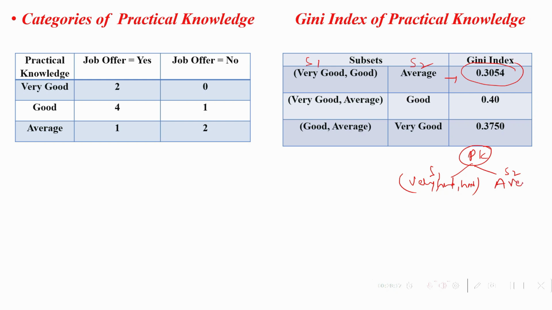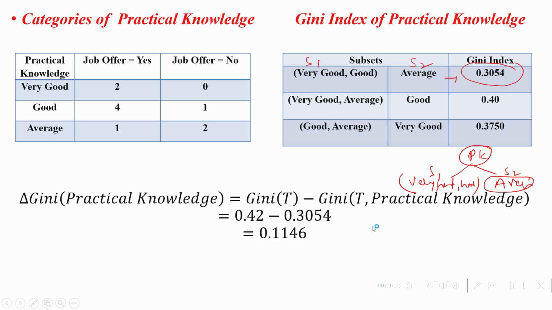Okay, that is equal to average. Like this we are going to split the data into 2 parts. Now we are finding the delta Gini value with respect to practical knowledge, equal to Gini of the target variable minus Gini of the target variable with respect to the minimum Gini index value of practical knowledge, that is equal to 0.42 minus the minimum value here, 0.3054, that is equal to 0.1146.